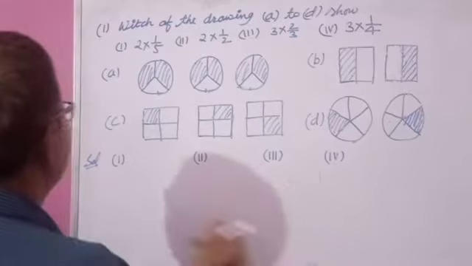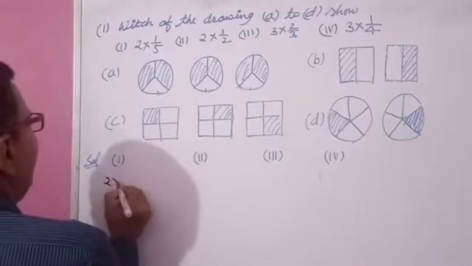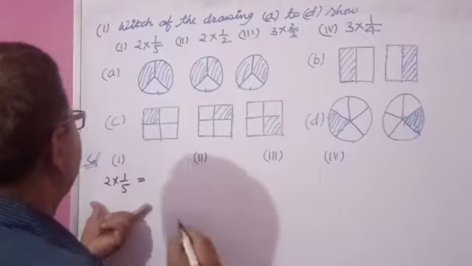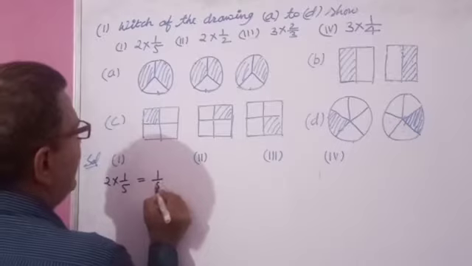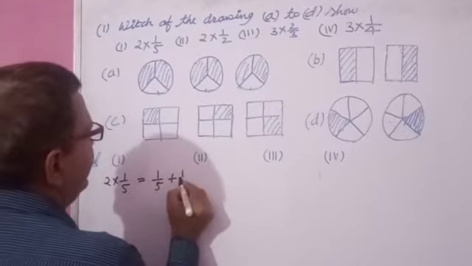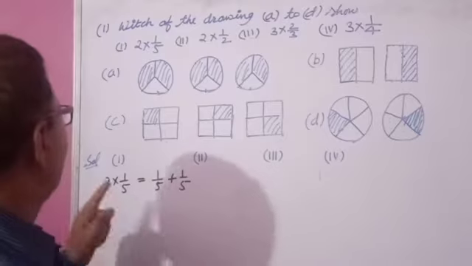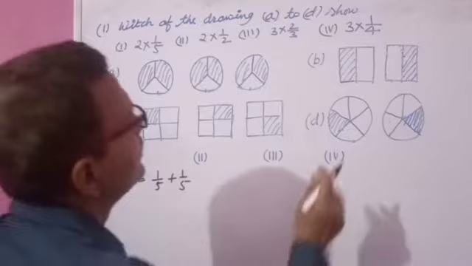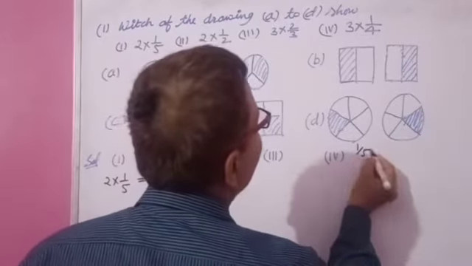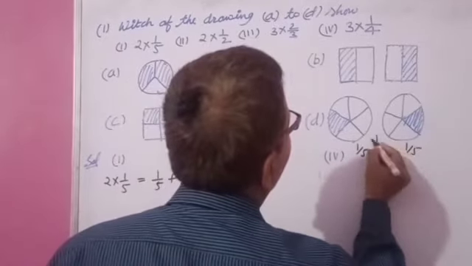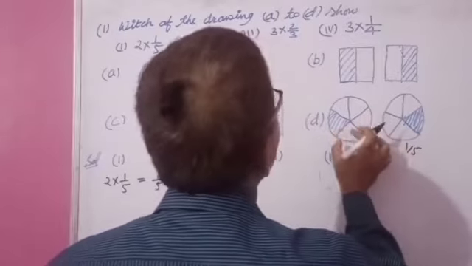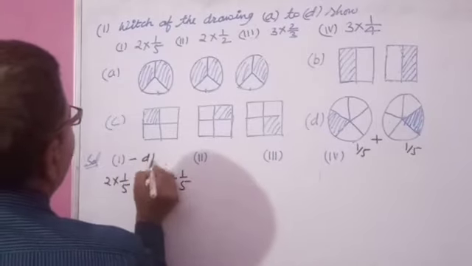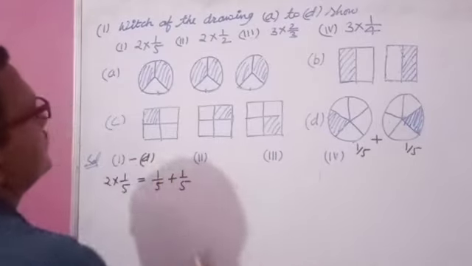In this figure you are seeing that the first is 2 multiplied by 1 upon 5. Multiplication is successive addition, so 2 multiplied by 1 upon 5 means 1 upon 5 plus 1 upon 5. You are seeing that this is 1 upon 5 and this is also 1 upon 5. 1 upon 5 plus 1 upon 5, that is 2 multiplied by 1 upon 5. This will be the D part.